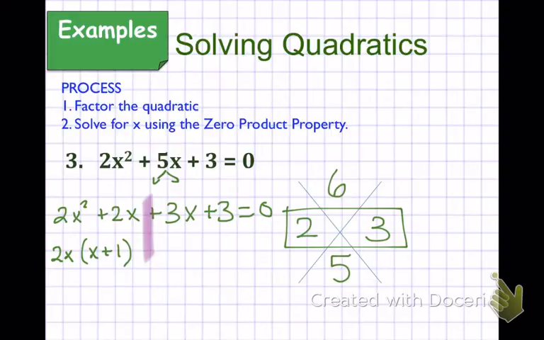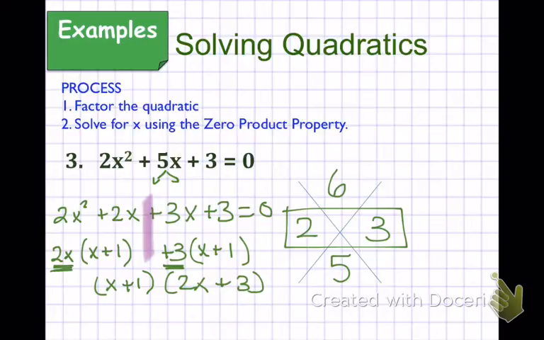On the right side, they both have a GCF of 3 in common, so I'm going to put a positive 3 on the outside, and I'm left with x plus 1. And this still equals 0, so I'll write that in later. Now I'm going to go ahead and factor, because we have a common binomial, and we're left with 2x plus 3.